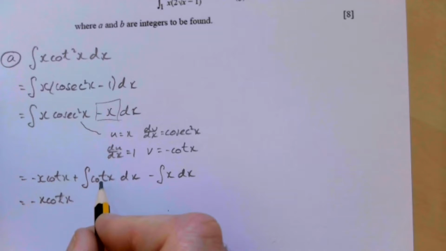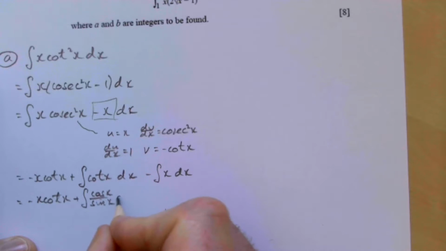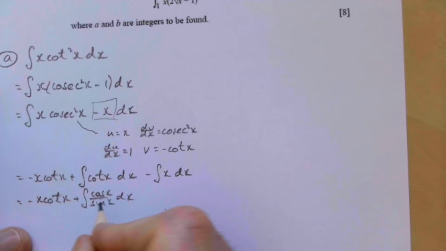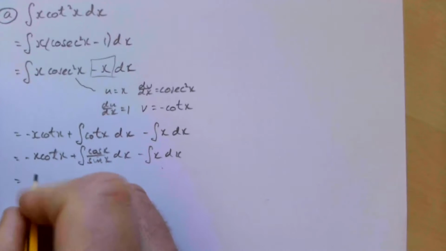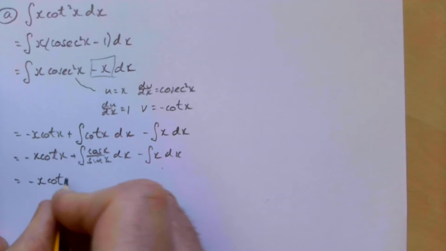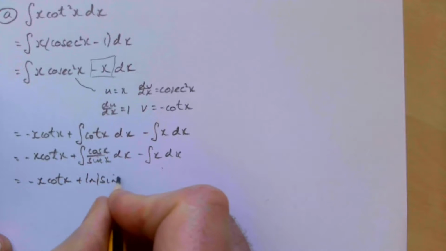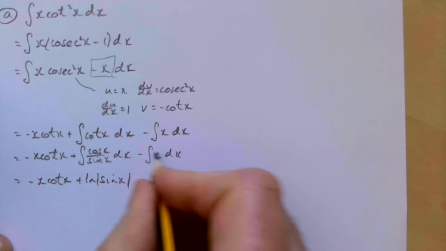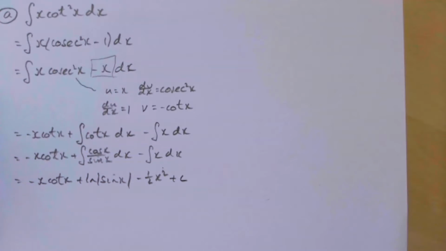How do you integrate cot x? So cot x is cos over sine, and if you differentiate the bottom, you get the top. So it's just an ln sine function. Again, that would be in your formula booklet. So we're pretty much here. So we get minus x cot x plus ln sine x, and then integrating this gives us minus a half x squared, and remember at the end your plus c.